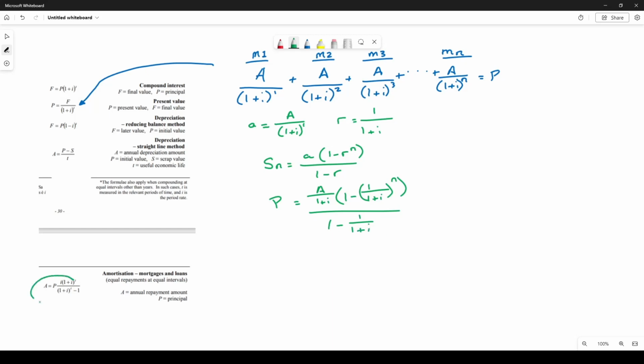Now, the whole goal of the amortization formula is to get a on its own. So, in theory, it's handy enough because all we have to do is move everything that's not a to the other side. The problem is, this is all the not a. So we're going to have to move all that. Now, we're going to do it bit by bit.